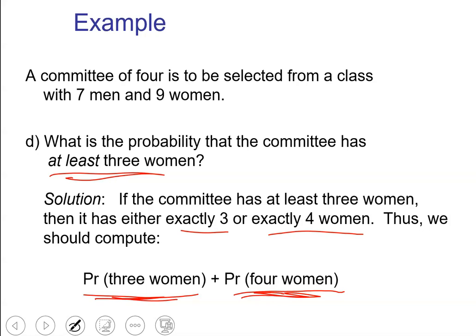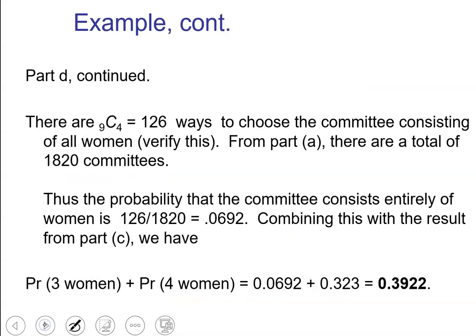So having 4 women, remember, it's a committee of 4, and we have an option of 9 women. So when we choose 4 women, it's filling all of the slots of our committee here. So to find the probability of only having 4 women, that would literally be 9C4. Okay, so there'd be 126 ways for this to happen. And again, if you remember from Part A, there's a total of 1,820 committees. So we do the probability of picking 4 women divided by that. So that gives us this probability here for 4 women.